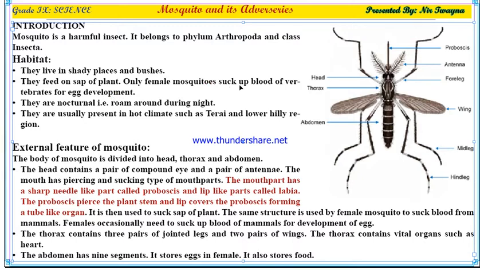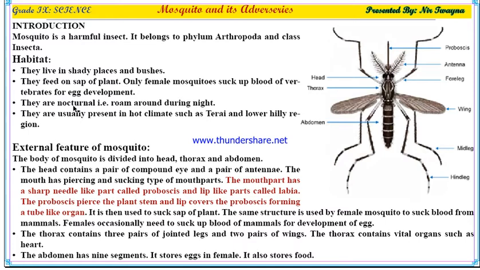That's why female mosquitoes bite and suck up blood from vertebrates. Only female mosquitoes suck up blood of vertebrates for egg development. So male mosquitoes, they are innocent. They do not bite us. Okay, and then they are nocturnal. Nocturnal means they roam around during night. During daytime they stay in dark places, they don't come out.